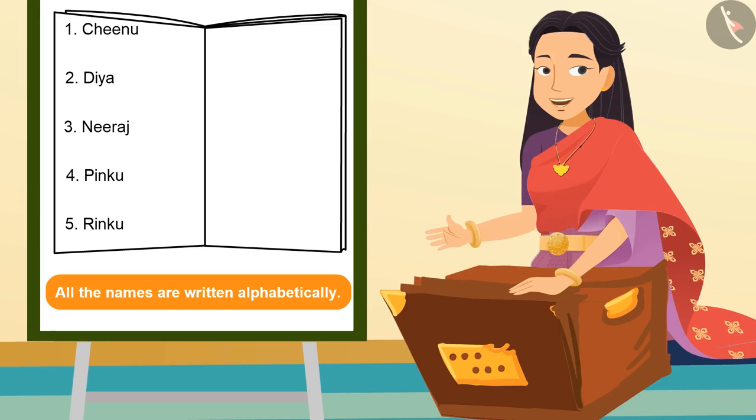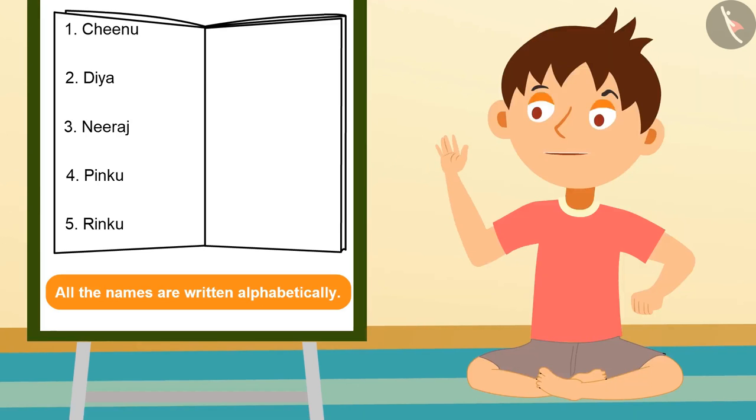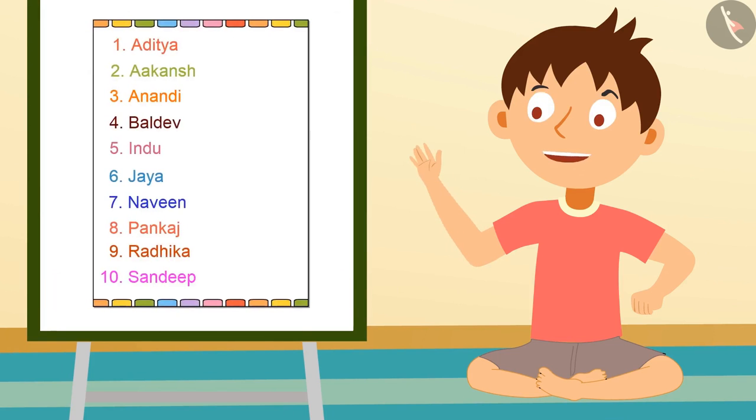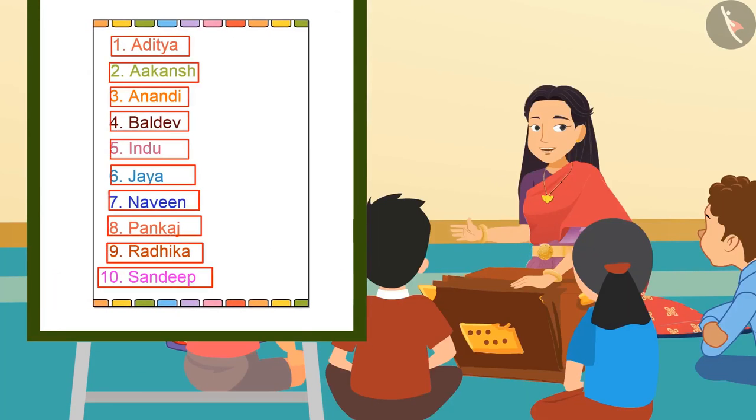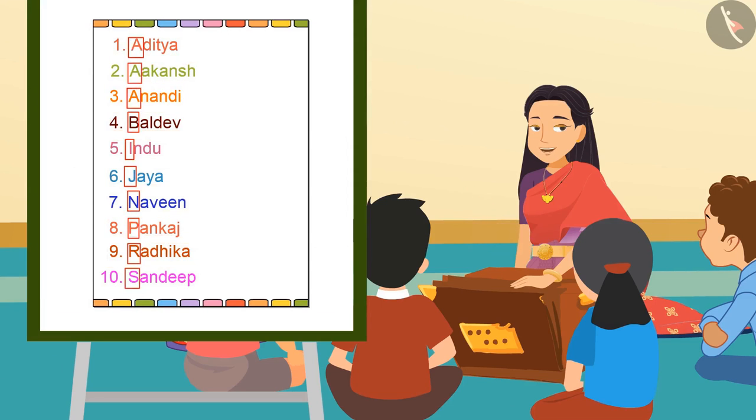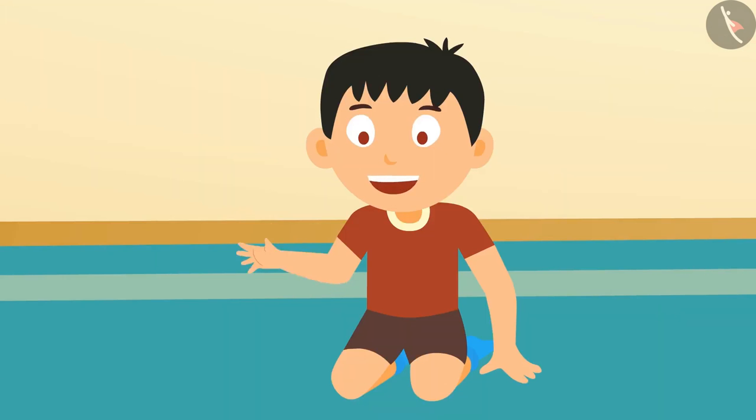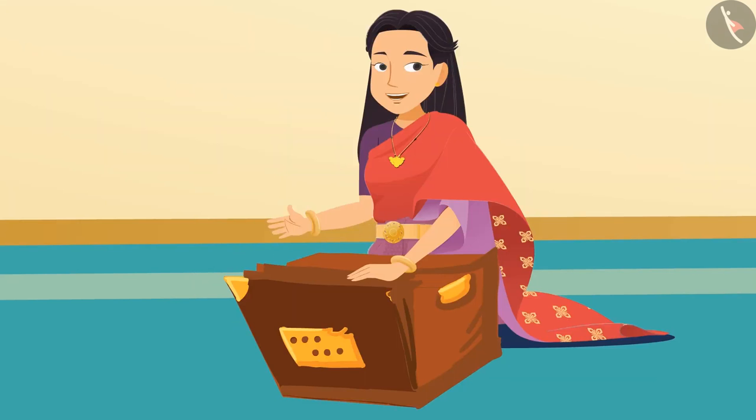Very good. Ma'am, our school teacher has also written names in the same order. Writing all names alphabetically is a kind of pattern. So, we can say this is a pattern made of alphabets. Ma'am, are there any more examples of alphabetical patterns? Yes, of course. Let's see.